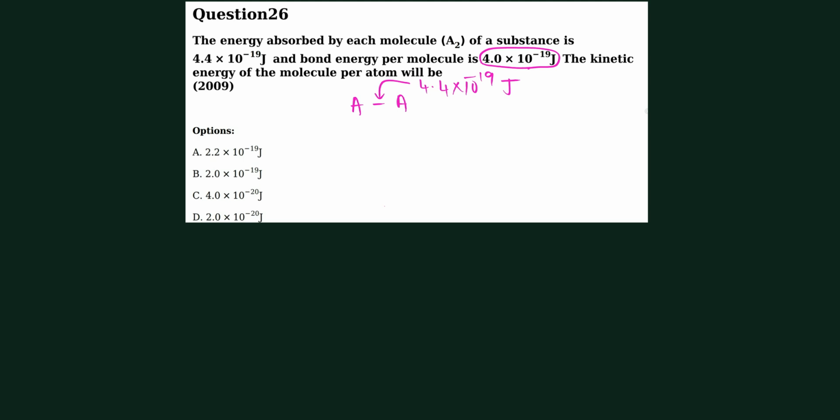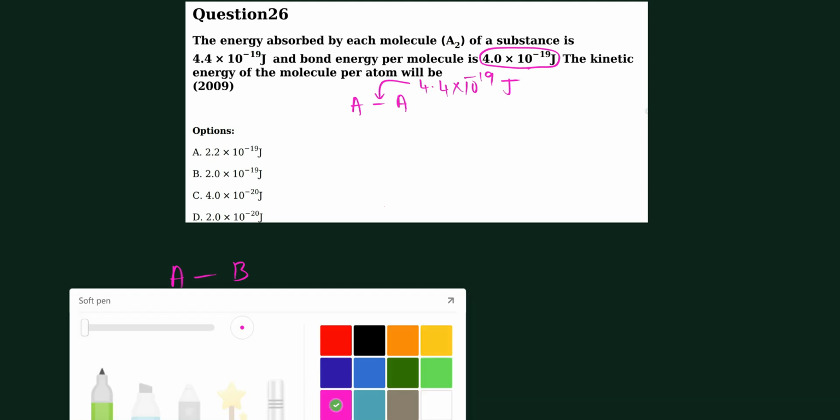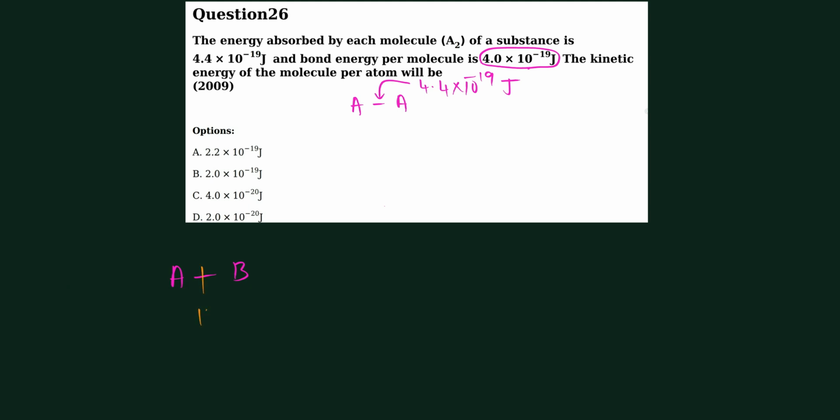Suppose, let us assume, to break this bond it requires 100 joules. All of you please stop writing and listen to me. To break this A and B, to break this bond, let us assume 100 joules is required. But you are giving 150 joules.